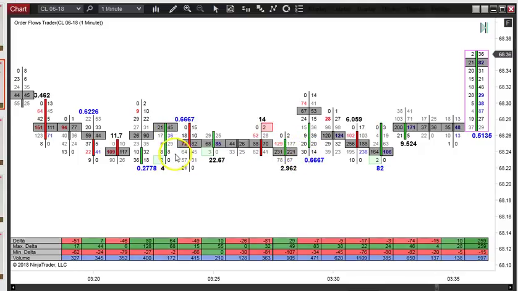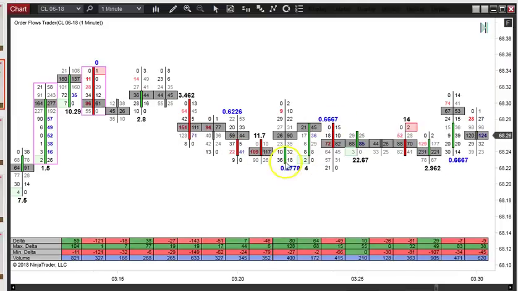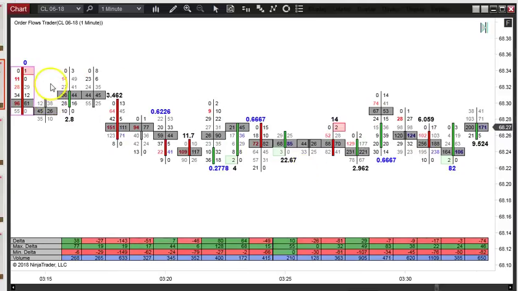But then, as we're going sideways, I see signs in the order flow here. I see blue numbers. These are ratios that I like to see. Now, why am I more interested in these blue ratios underneath as opposed to the blue ratios above? Well, we just sold off.